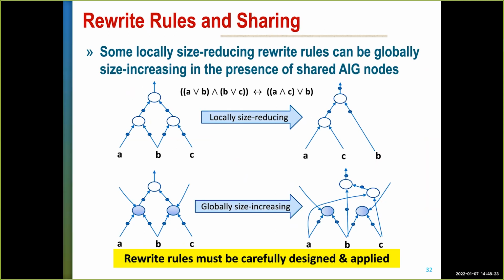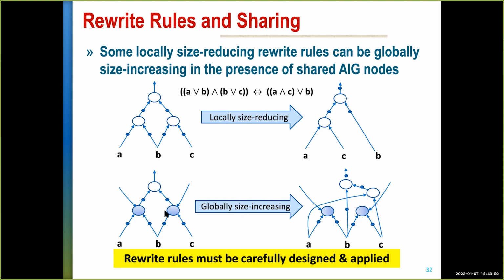Okay. Now, there's something interesting that happens when you do such size reducing rewrite rules. And here is one illustration of that. This is a representation of this function: A or B, B or C, and then the AND of these two. Because this is equivalent to this, maybe you can apply a local pattern match to say, okay, this is really A and C or B.